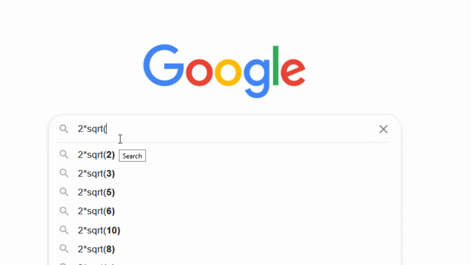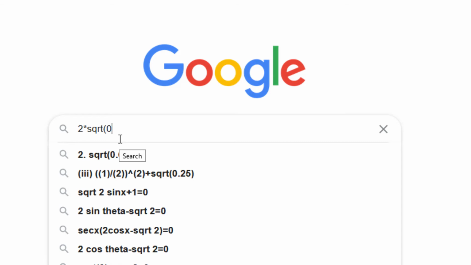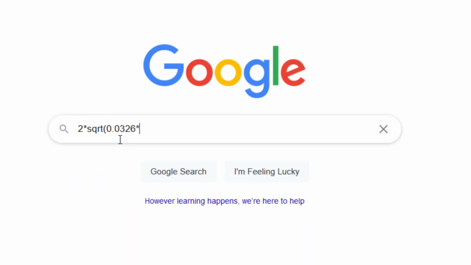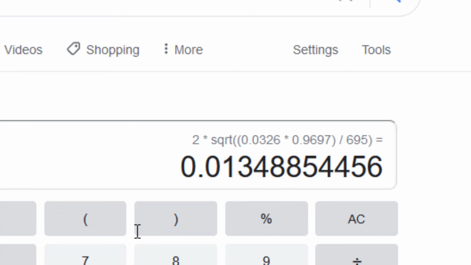Then I'm going to put left parentheses. Now, this tells us that we're under the square root. Square root, left parentheses, we're now under the square root. Now, under the square root, everything is multiplied and divided, which means I don't actually need those parentheses that I was putting on the board earlier. 0.0326 times 0.9697, and then divide that by 695. And then I press enter. That is my margin of error, about 1.35%. Now that we know that, I'm going to show you how to use it.